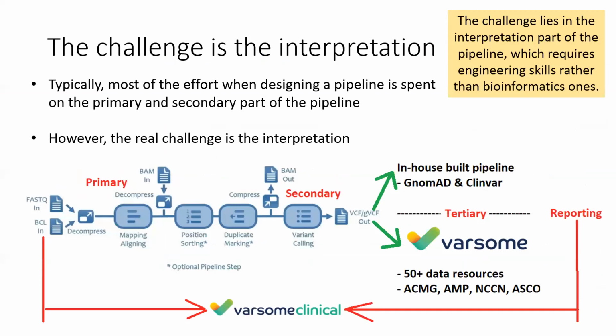You know, the challenge here actually is the interpretation, right? To do the primary and secondary part of the pipeline, to do the read alignment and variant calling, that's relatively easy. However, what becomes really challenging is the interpretation part of the pipeline, and I believe you would agree. And that's what we are specifically focusing on. We are focusing on the interpretation part of the pipeline.